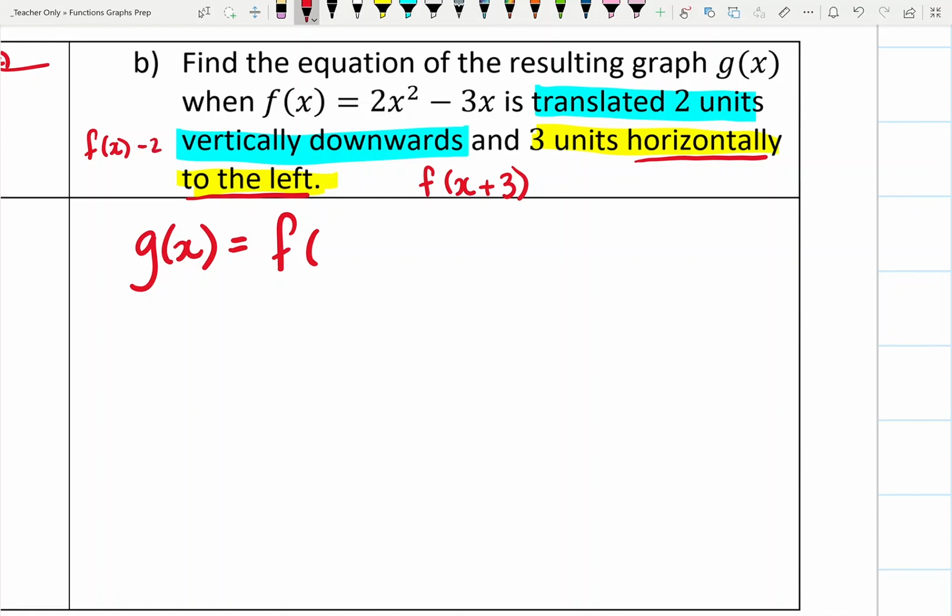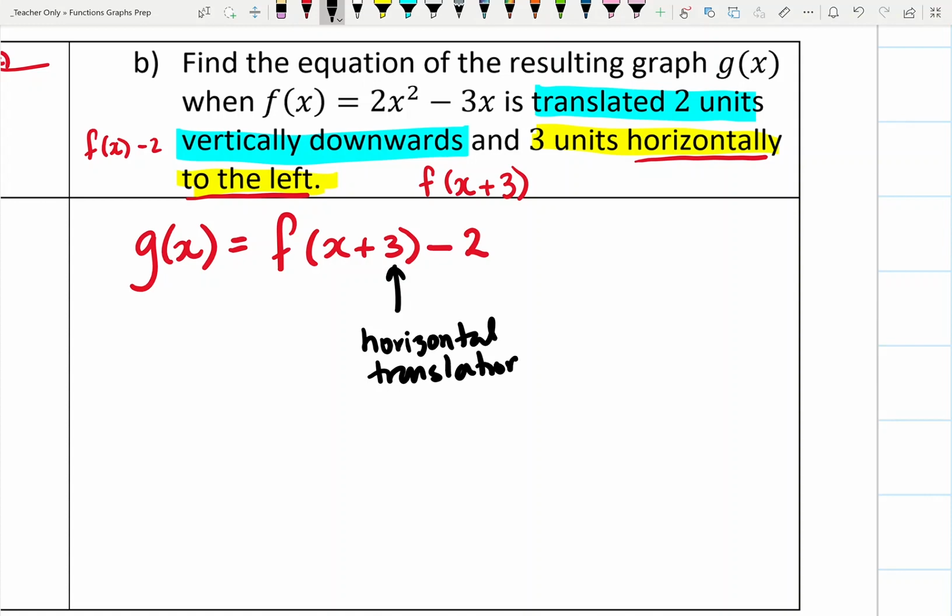And we've got to put these two things together. It's 3 units horizontally to the left, f of x plus 3, and then 2 units downwards, minus 2. Now, does it matter if we do the 2 units downward first and then the 3 units to the left? No, it doesn't, as long as this is our horizontal translation and the constant at the end is the vertical translation.